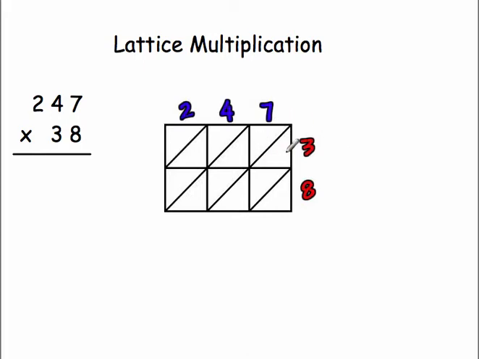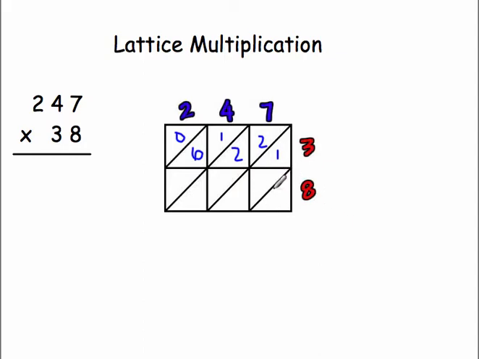I'm going to start with this box right here. 7 times 3 is 21. I'm going to move to this next box. 4 times 3 is 12. Remember, you're looking at what's on top and what's on the side. In this next box, 2 times 3 is 6. I'm going to add that 0 as a placeholder and then write down 6.